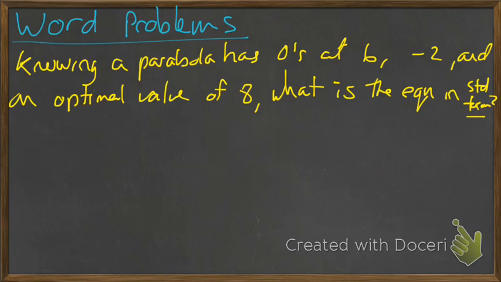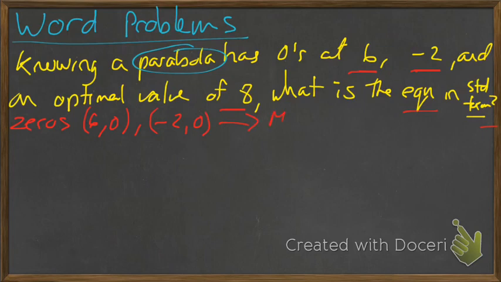This one's pretty straightforward. I mean, it does require some work, but knowing that a parabola, so you know it's going to be either opening up or opening down, second degree, has zeros at 6 and negative 2, and an optimal value of 8. What is the equation in standard form? Okay, so we know our zeros. Our 6, 0, and negative 2, 0. For that, we're going to find the midpoint.